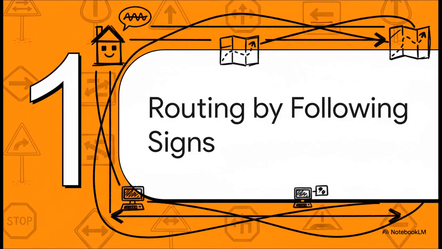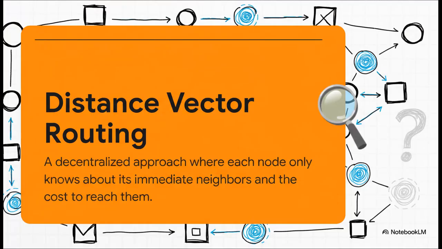Okay, so let's explore the first major strategy that computers use to navigate this web. It's a decentralized approach, and it's a bit like stopping at every single corner and asking your neighbor for directions. Kind of old school, right? This is called distance vector routing, and the core idea is actually brilliantly simple. Each router, or node, only knows about its direct neighbors. It doesn't have the full picture, it just shares what it knows, and over time, a map of the network slowly, kind of organically emerges from all this collective knowledge.